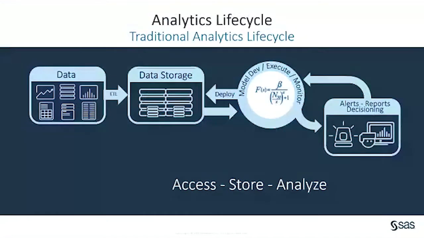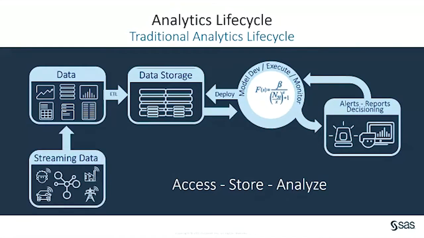So let's take a look at a traditional analytics lifecycle. Data from operational data stores is typically loaded into an analytical data warehouse or data marts, and then models are developed and executed on the data at rest, and then the results are fed to alerts, reports, and decisions are made. Streaming data is often treated as another operational data source and loaded into the data warehouse or Hadoop, where analytics are then performed on the data at rest.